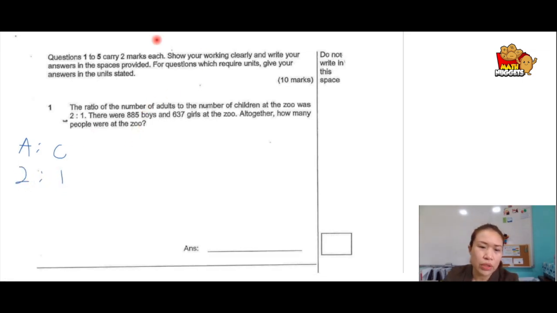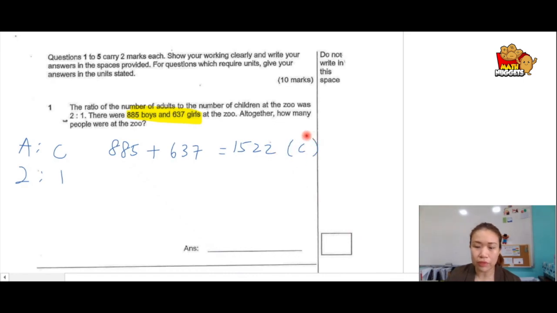Then they tell us that there were 885 boys and 637 girls. So these make up the children, right? So let's find out the total number of children. 885 plus 637 is 1522. So this makes up the total number of children. So we also know from the question that the children is 1 unit, right? So 1 unit is 1522.